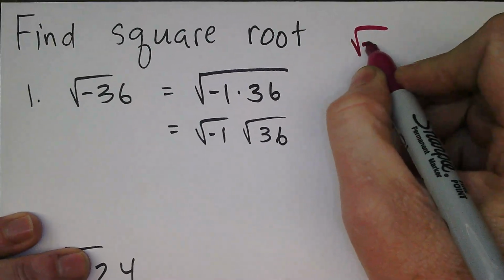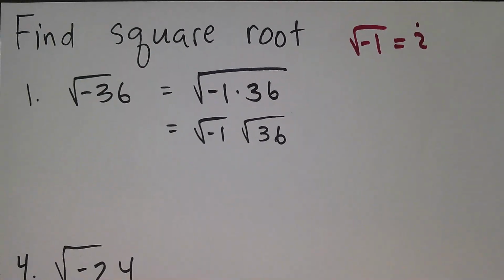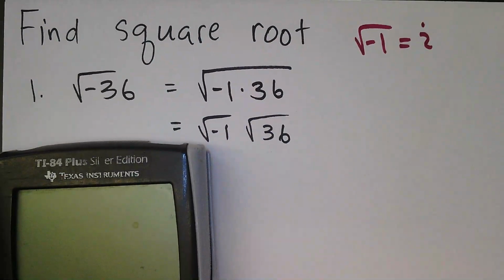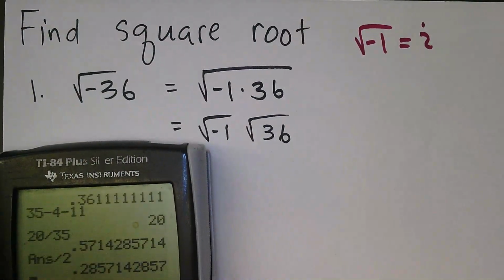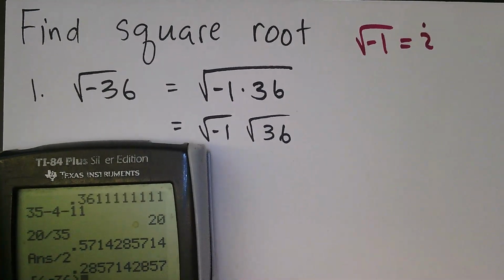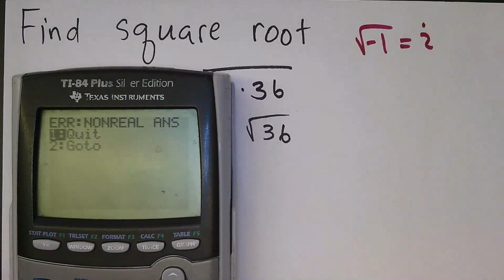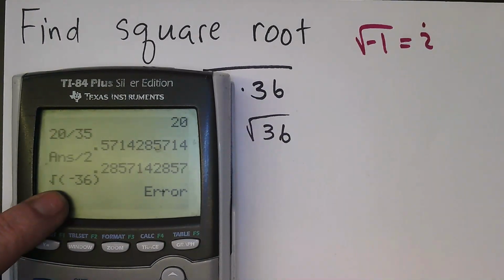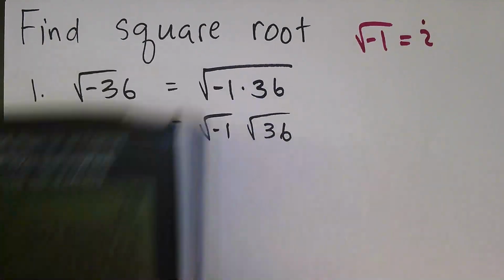Anytime we see the square root of -1, we're going to replace that with an italicized i, because we know that there is no real number when I do it in the calculator. Like if I do the square root of -36, it's going to tell me that there is a domain error, or there's a non-real answer, right? I showed you, square root of -36 is an error. It's not going to work.